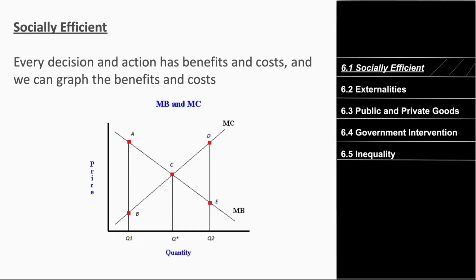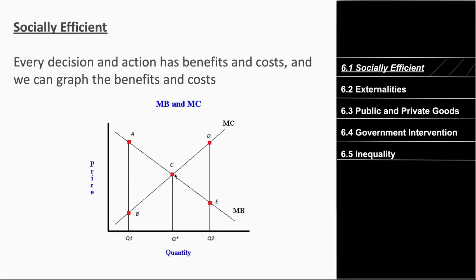So socially efficient is basically when every decision action has benefits and costs, and we can graph those benefits and costs. So here is a quick graph: quantity, price, but this time marginal cost and marginal benefit. So make sure you remember this. There's no MR equals MC. It's just marginal benefit and marginal cost.